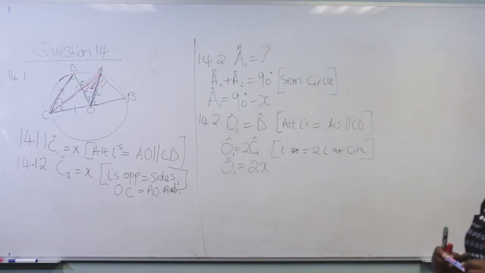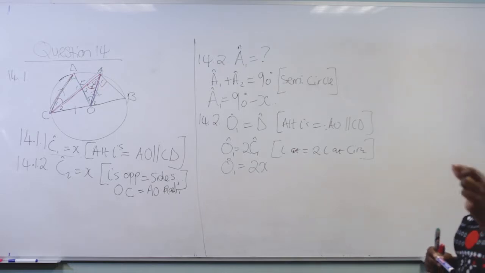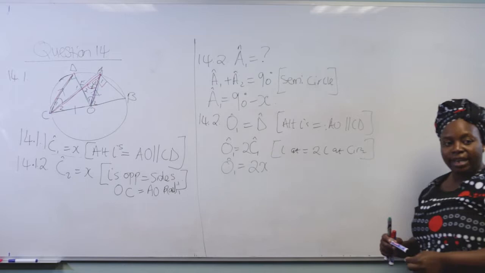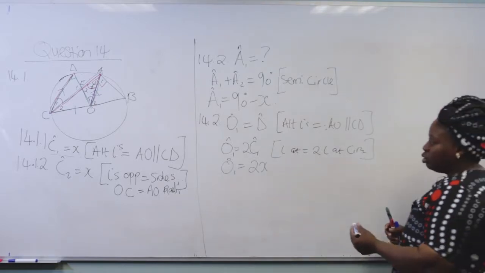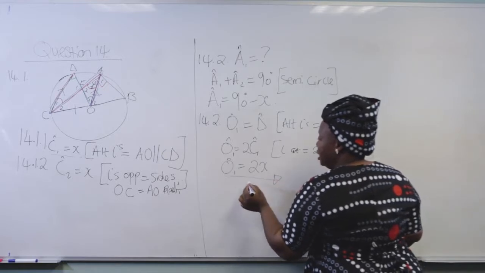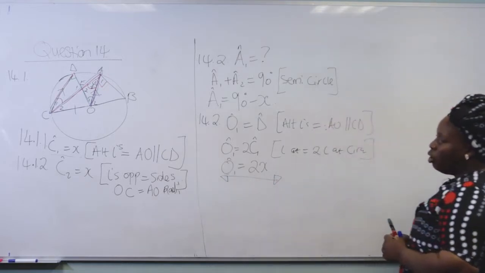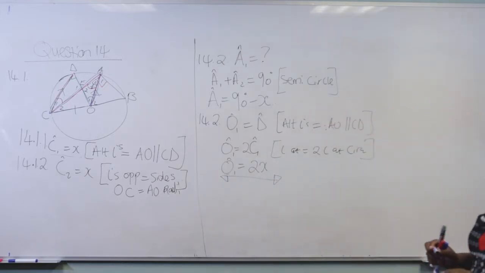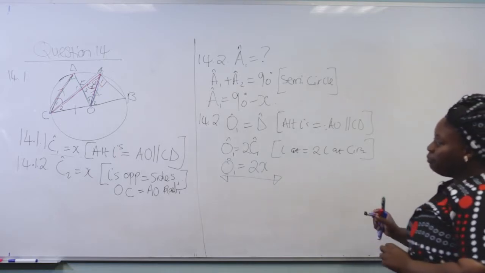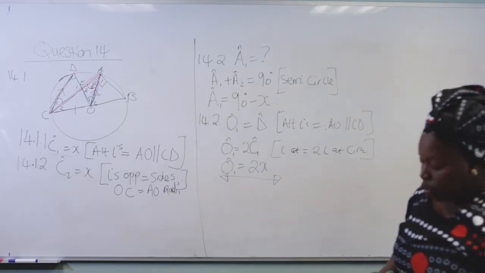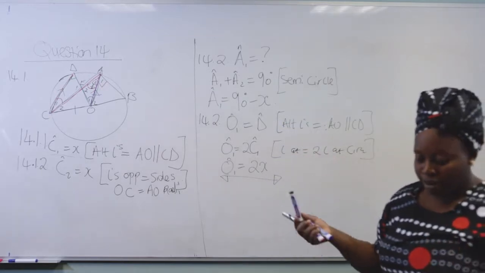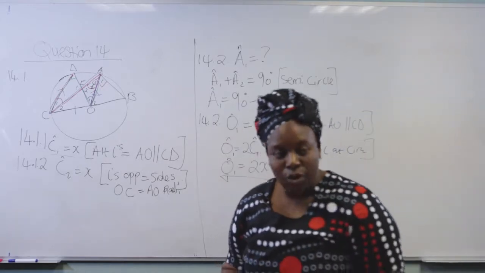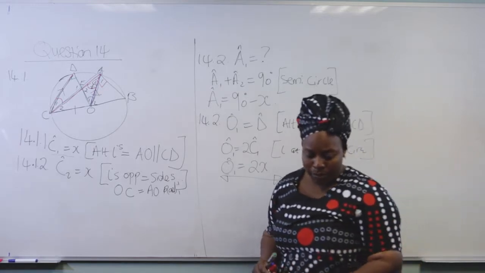Why? Because C1 is equal to X and O1 is equal to 2C1, meaning that O1 is equal to 2X. So that's how you have written this one in terms of X. Your angle O1 is equal to 2 times angle C1, which makes your angle D also equal to 2X. So you have killed two birds with one stone. If that question was asked, you could have found it as well.